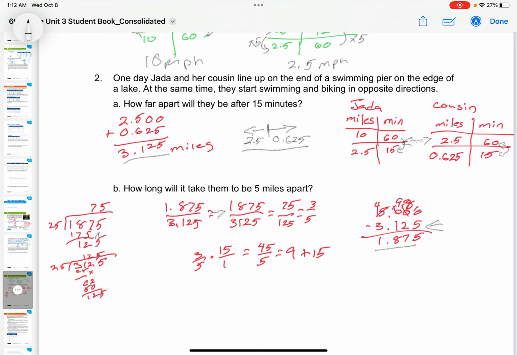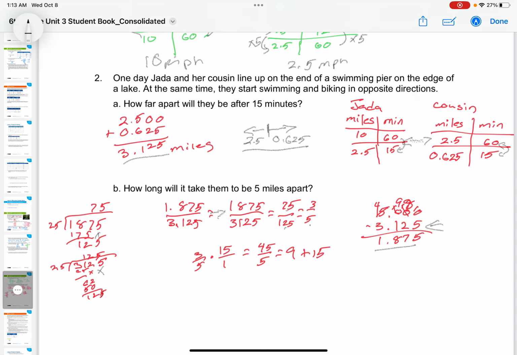25 goes into 3125, goes into 31 1 time. With 6 left over, bring down the 2, goes into 62 2 times. With 12 left over, bring down the 5, and it goes into 125 5 times. So I've got 75 over 125. Well, 25 goes into 75 3 times, and it goes into 125 5 times. So I've got 3/5.